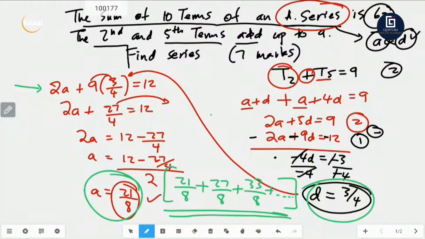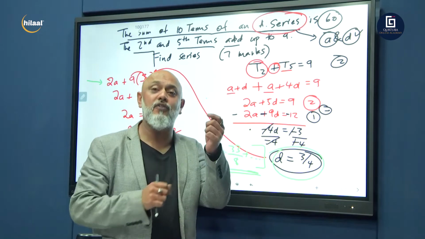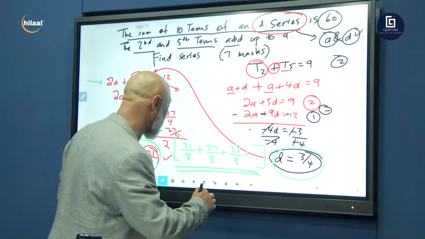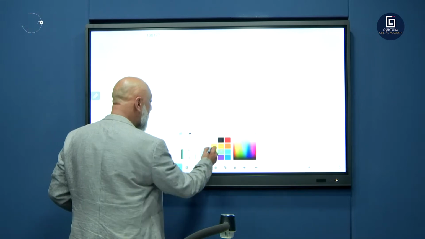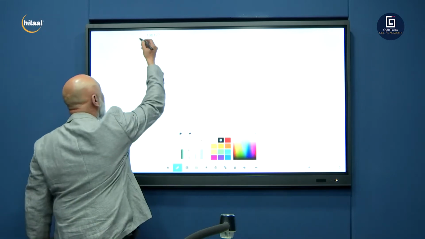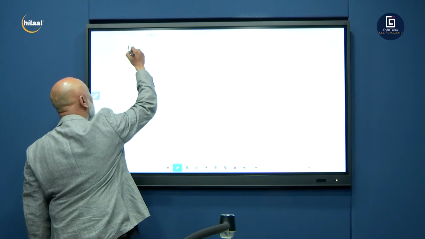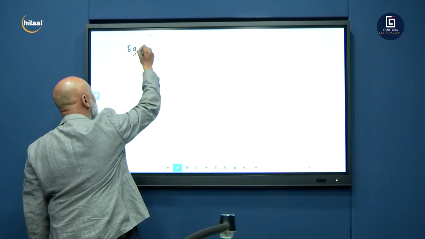Let's go to another very, very popular question, right? Where they give you a sum formula, but they want you to find the value of a term. Check this out. So let's delete there. Let's change our pen and let's go. Let's see. This is example number 2, right?